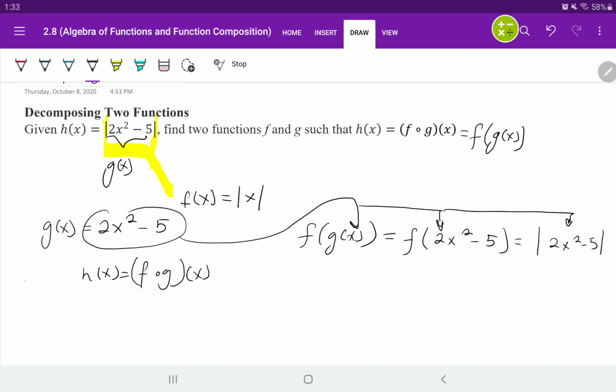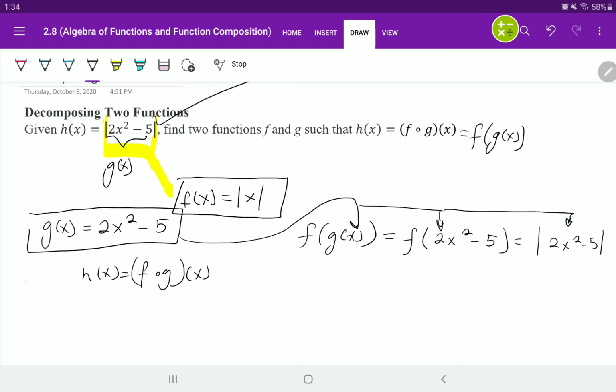And because that is the original h of x function, we can say without any doubt that yes, one answer can be f of x equals the absolute value of x, and g of x equals 2x squared minus 5. So that's one answer. I'm going to put answer 1. And the most preferred answer: f of x equals the absolute value of x, g of x equals 2x squared minus 5. That's the most preferred answer.